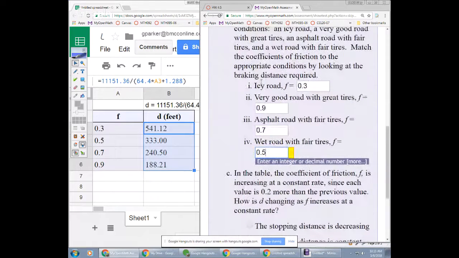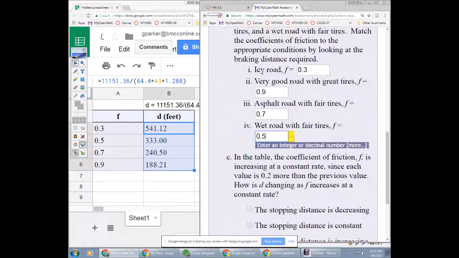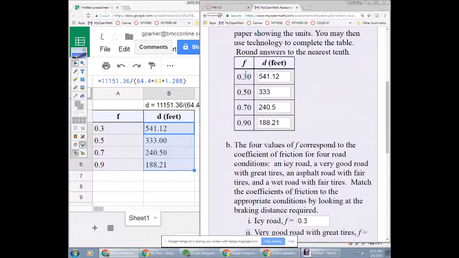All right. In the table, the coefficient of friction is increasing at a constant rate since each value went up by 0.2. So, yep, up by 0.2, 0.2, 0.2. Okay.